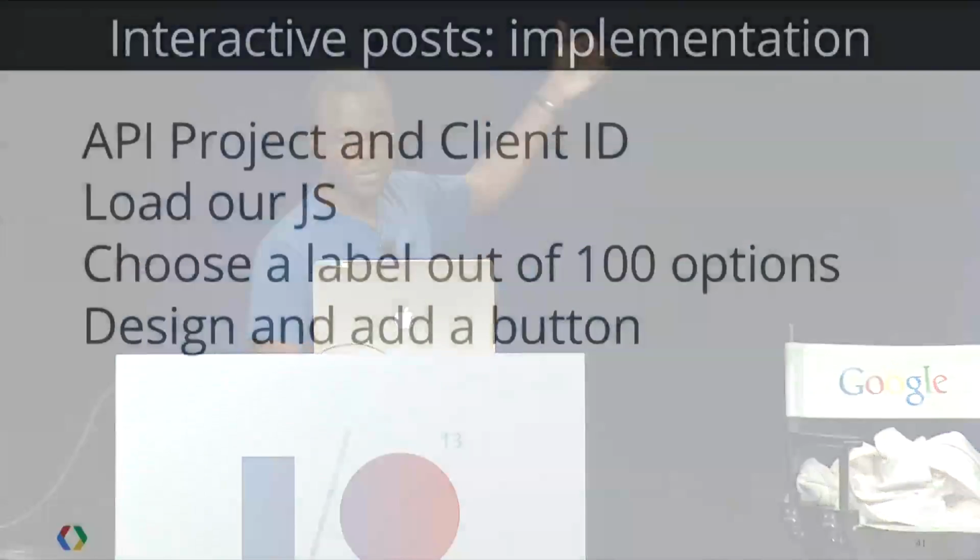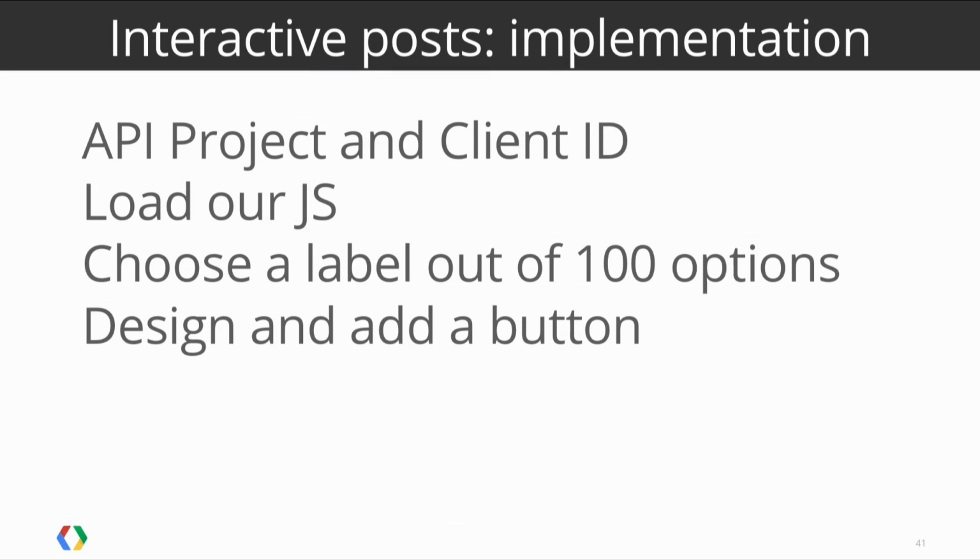Like everything, you've got to go to your API project, you need your client ID, you load our JavaScript, just like with the button. You choose a label out of the 100 options. You then design and add your button. The important thing is the button you put on your site can be different to the button that's in the stream. The button that should be on your site should make sense within the context of your site, because you're trying to get the user to click on that button to begin the interactive posting process. And then the users in the stream will see a different button.